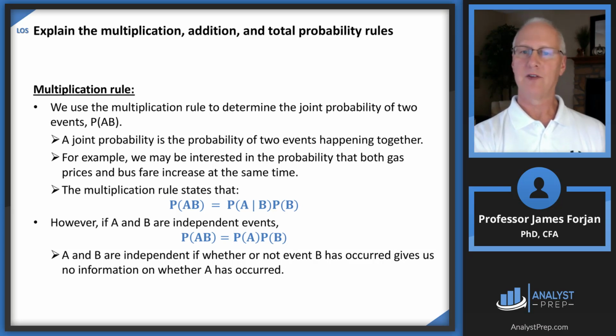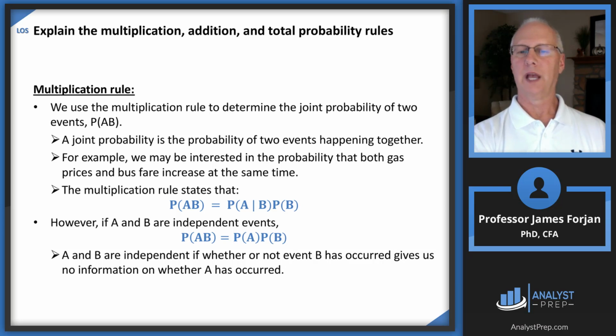Now, of course, there has to be some correlation between those two events. I mean, what's the joint probability of my son making a foul shot in a basketball game and the mail being delivered on time? That doesn't really make a whole lot of sense. But if we have some underlying economic principle that supports a relationship between those two probabilities, like the probability that both gas prices and bus fare increases will occur at the same time.